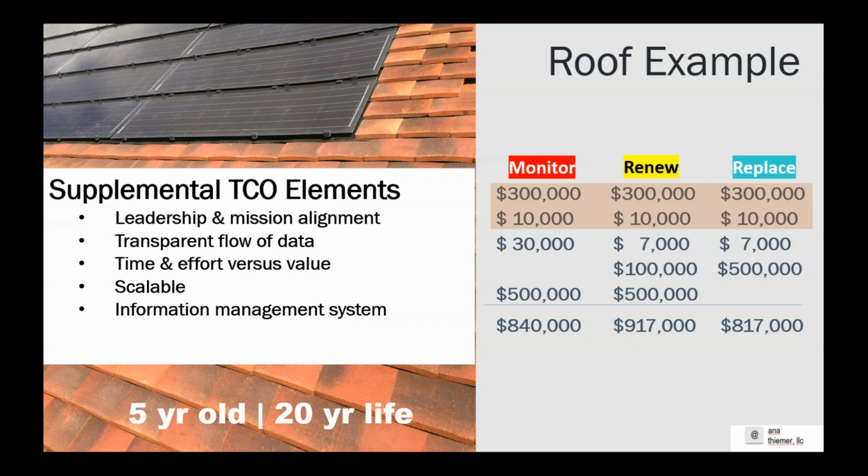Also, supplemental TCO elements: is it scalable? Can we do it for this one roof? We can certainly do it for all roofs across all campus, or extrapolate this out to all systems within our organization. If you do that, we'll definitely need an information management system. So with that, TCO provides visibility on the best solution, might be the lowest, might not be, for the university.